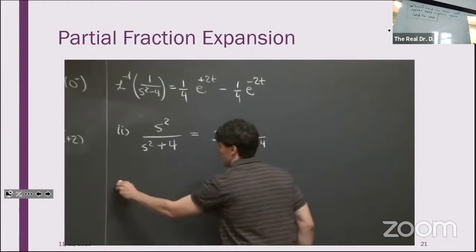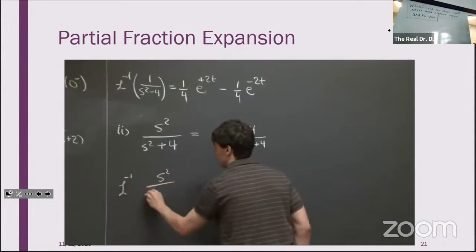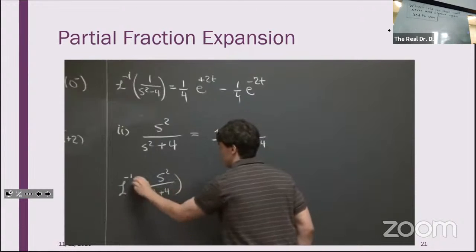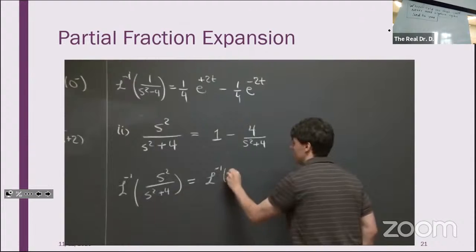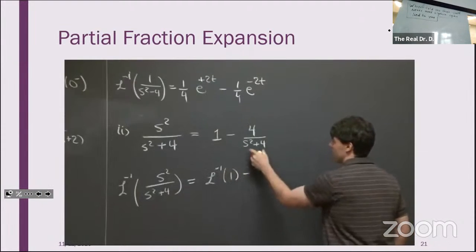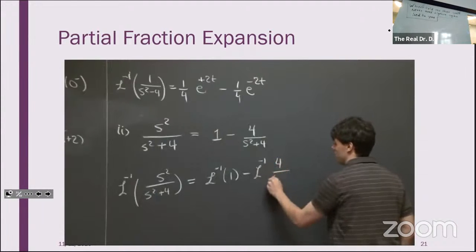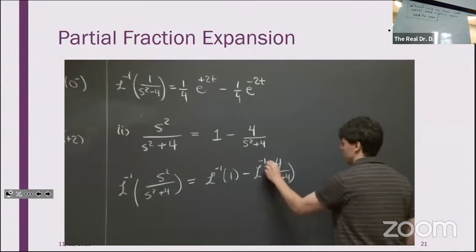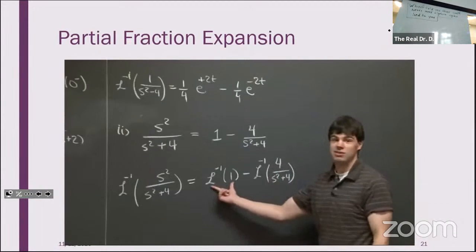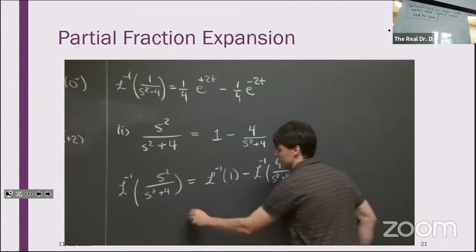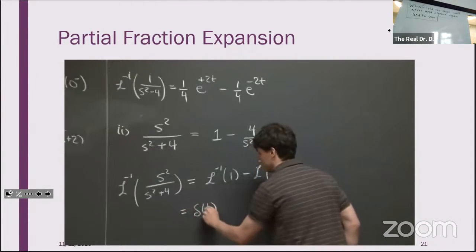So when we take the inverse Laplace transform of s squared divided by s squared plus 4, we're left with the inverse Laplace transform of 1 minus the inverse Laplace transform of 4 divided by s squared plus 4. And if we use our lookup table, we know that the inverse Laplace transform of 1 is the delta function.